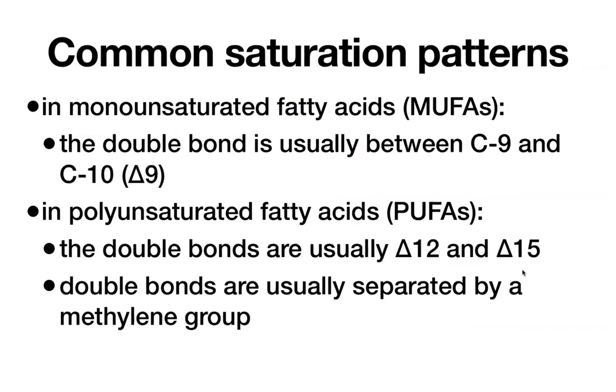Okay, so like I said, things aren't as bad as they could be. We saw that they were all separated by a single methylene group, so a single CH2. But also, typically, if you only have a monounsaturated fatty acid, that double bond is between C9 and C10, so our delta 9. If we're talking about our PUFAs, or polyunsaturated fatty acids, when we have multiple double bonds, those double bonds are usually delta 12 and delta 15, and usually separated by a methylene unit.